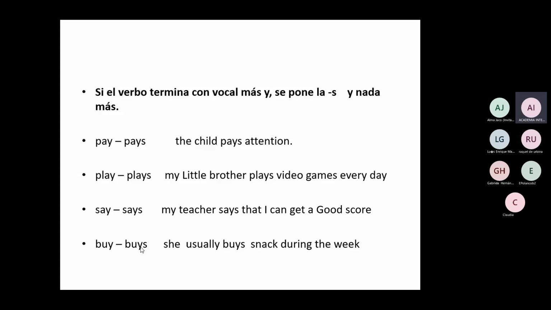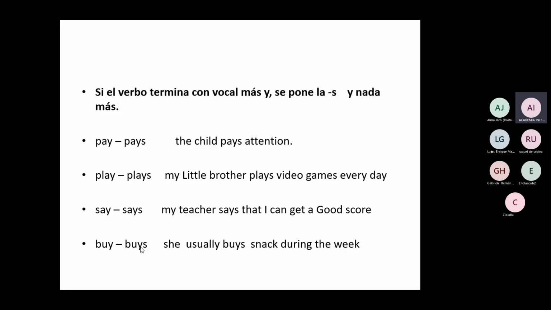A volunteer. Me, teacher. Okay, go ahead. She usually buys snack during the weeks. Yeah, she usually buys snack during the week.